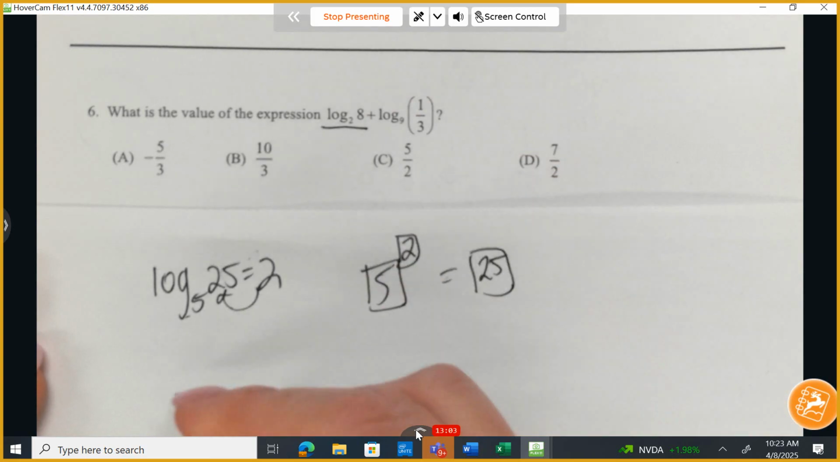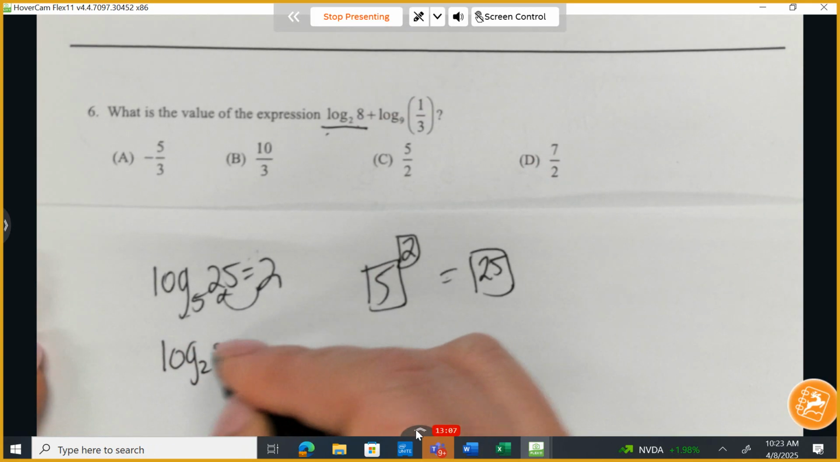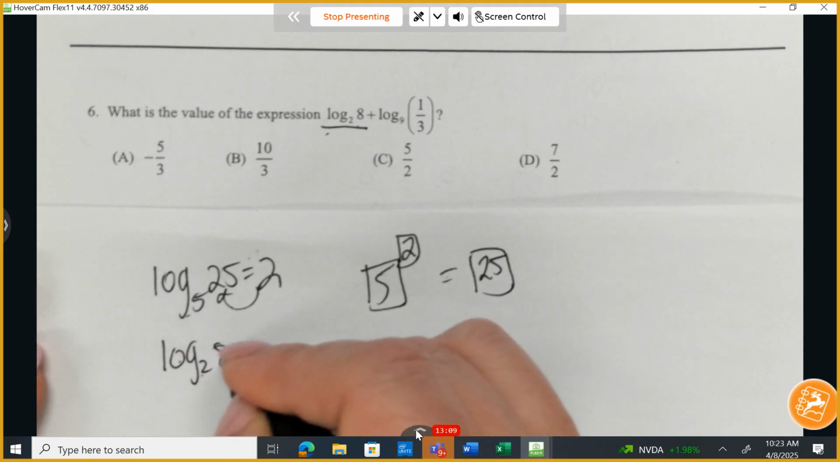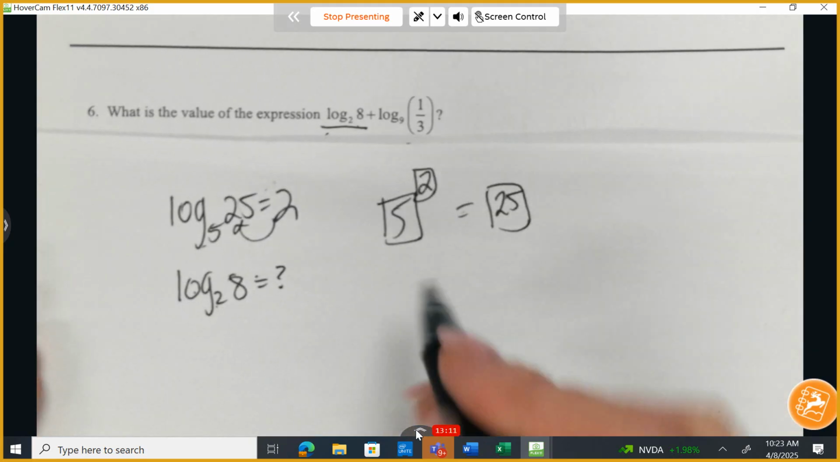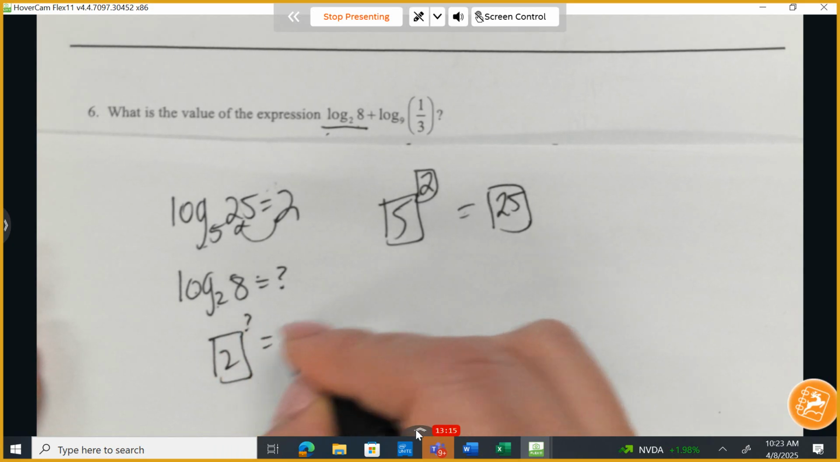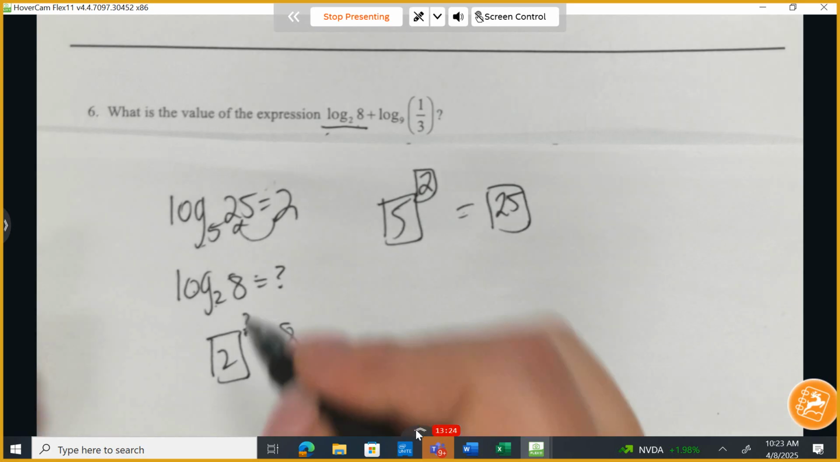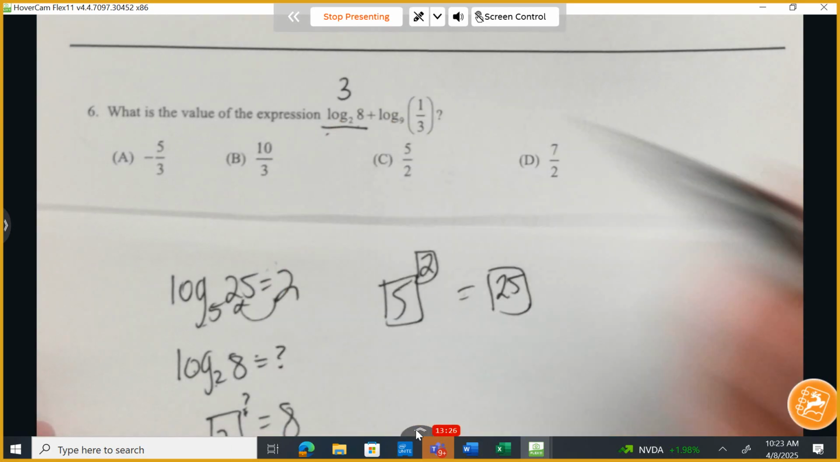So let's look at this first part. If I take this and rewrite this, I'm going to say log base 2 of 8 equals, I don't know what that number is, so let me write it in exponential form. 2 raised to the I don't know equals 8. So 2 raised to what value equals 8? You do not have a calculator, so they're going to have you doing mental math. 2 times 2 is 4. 4 times 2 is 8. This equates to 3, so I'm going to put a 3 above it.